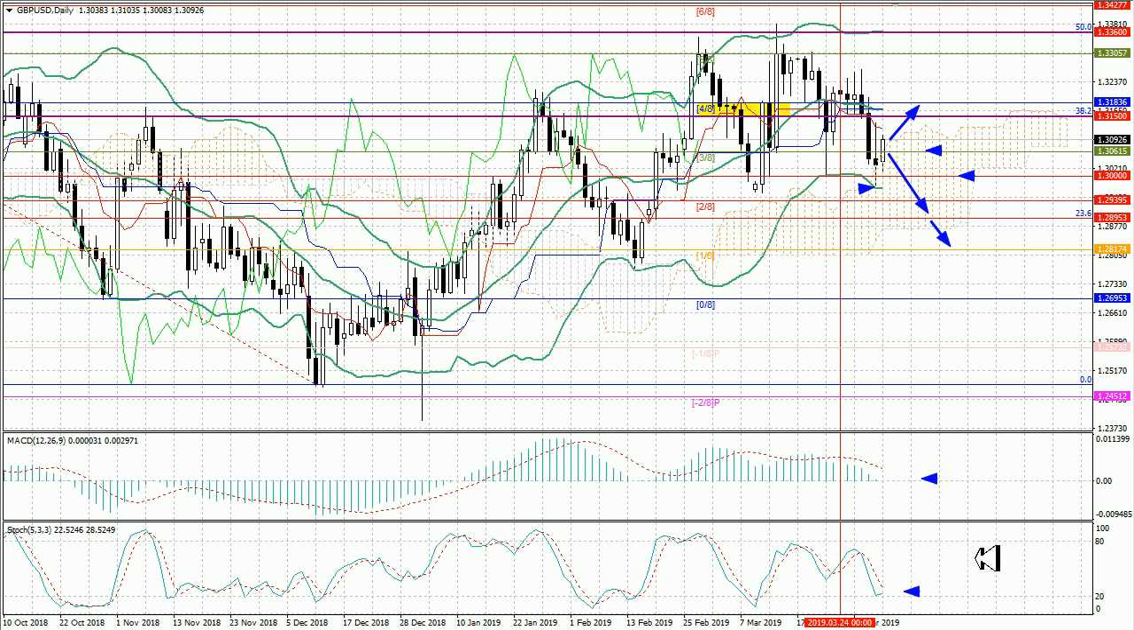As for the economic statistics of the week, it is worth highlighting the publication of UK data on indices of business activity in the industry, construction and services. Investors will also follow the Brexit situation. In general, this week the price growth is possible, but in case of consolidation below the level of 1.30, the pair will reverse downwards.